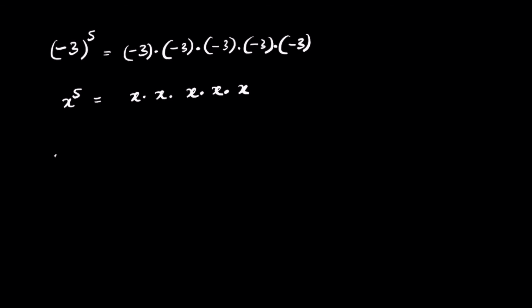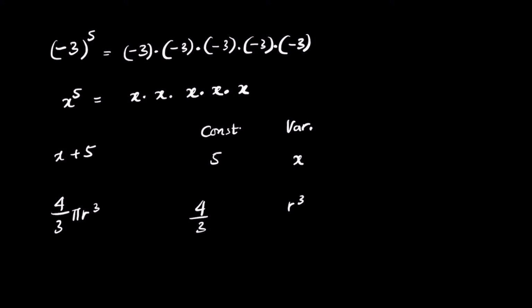So for example, let's take the expression x plus 5. We want to know which is a constant and which is the variable. So in this, x here is the variable because it has no inherent value, and 5 here is the constant because 5 itself is a number with an inherent value. Now the same way, let's say you have another one, say 4 by 3 pi r cube. So here r cube becomes the variable and 4 by 3 pi becomes the constant.